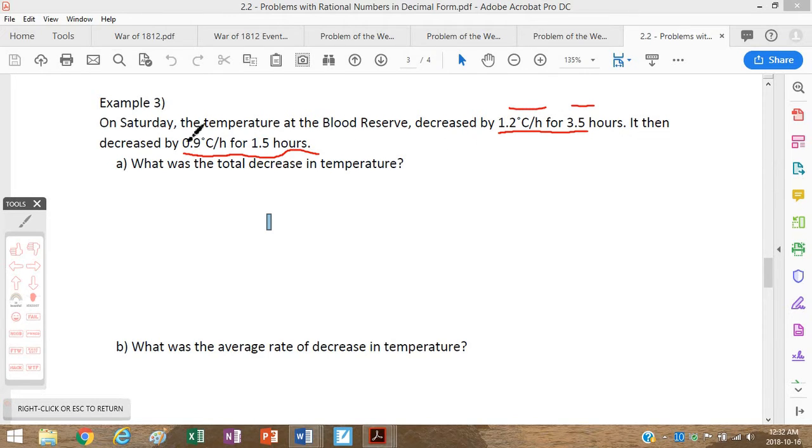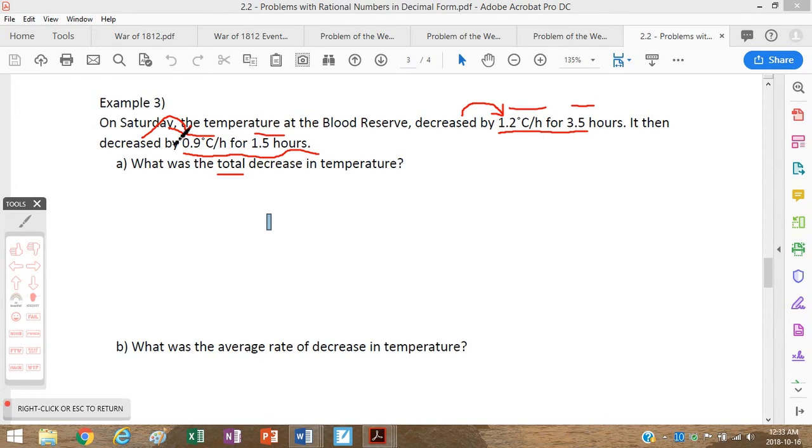So as soon as we see decreased, what this really means is that this number here and this number here are negatives. So really what we're saying is, okay, decrease in temperature, the total. As soon as we see the word total, it means we're going to have to add something. So we're going to have to figure out what the decrease was for these 3.5 hours, and then add it to the decrease in this 1.5 hours. So let's take a look here.